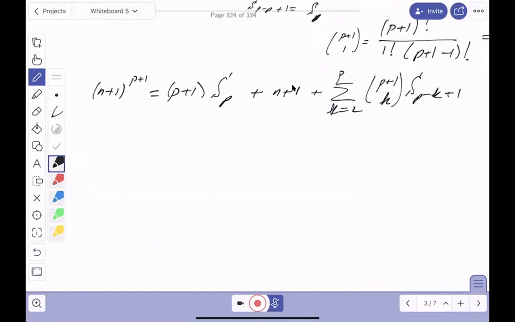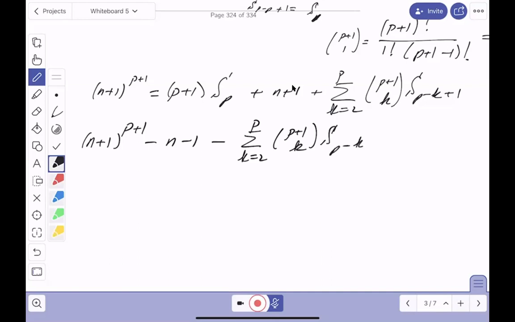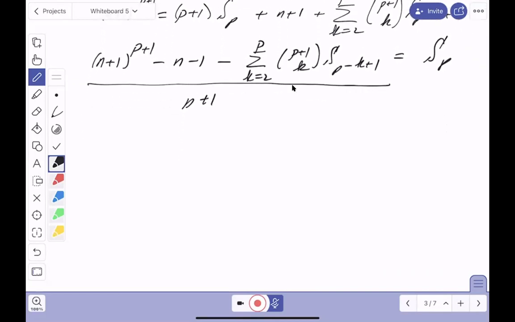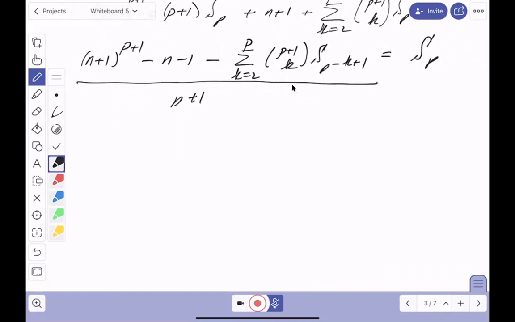So I want to solve for SP. N plus 1 to the P plus 1, minus n, minus 1, minus the sum, P plus 1, k equals 2 to P, S, P minus k plus 1 equals SP. I'm going to divide both sides by the coefficient, which is P plus 1. So what I want to do is I want to start writing things down now. I want to write down S1.